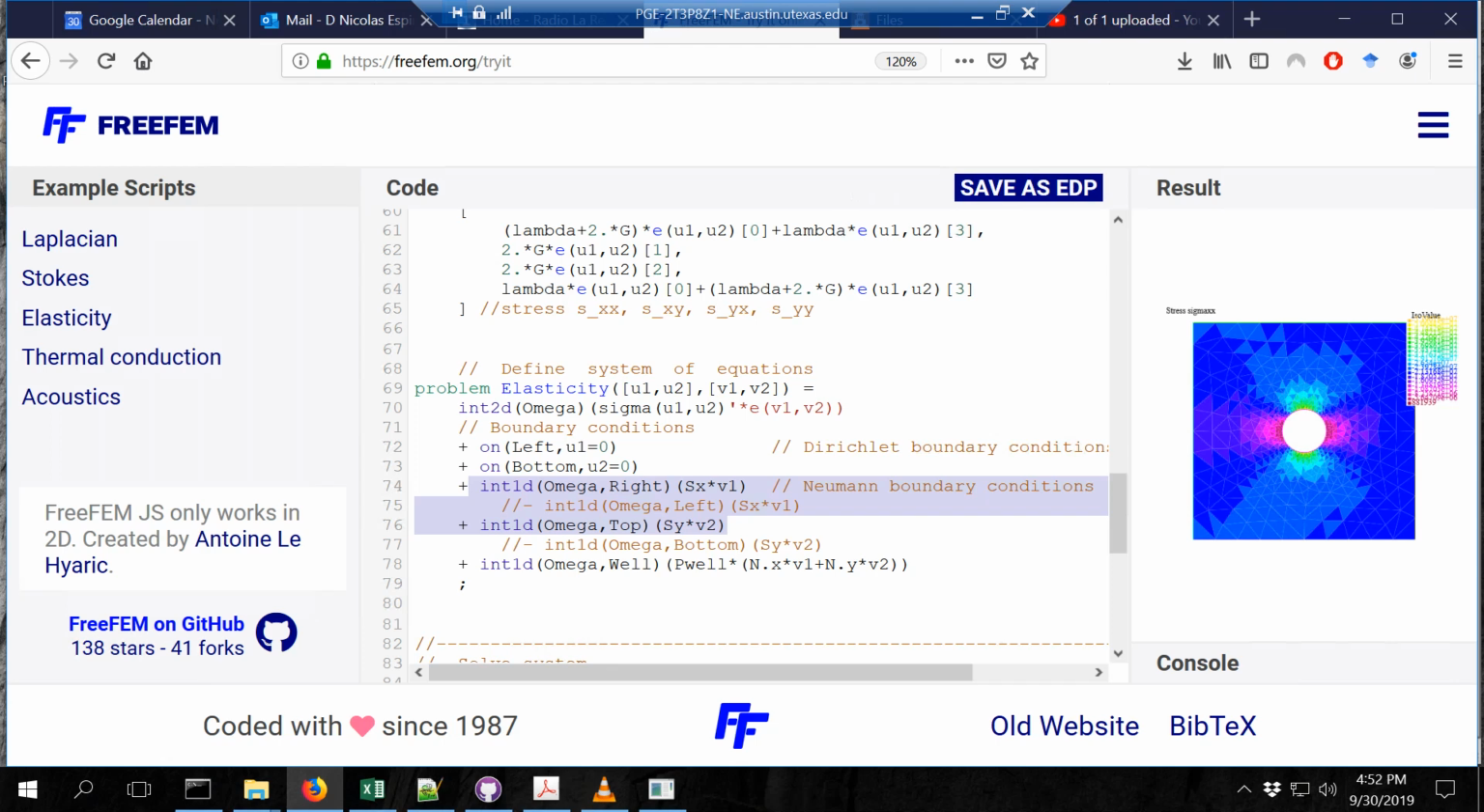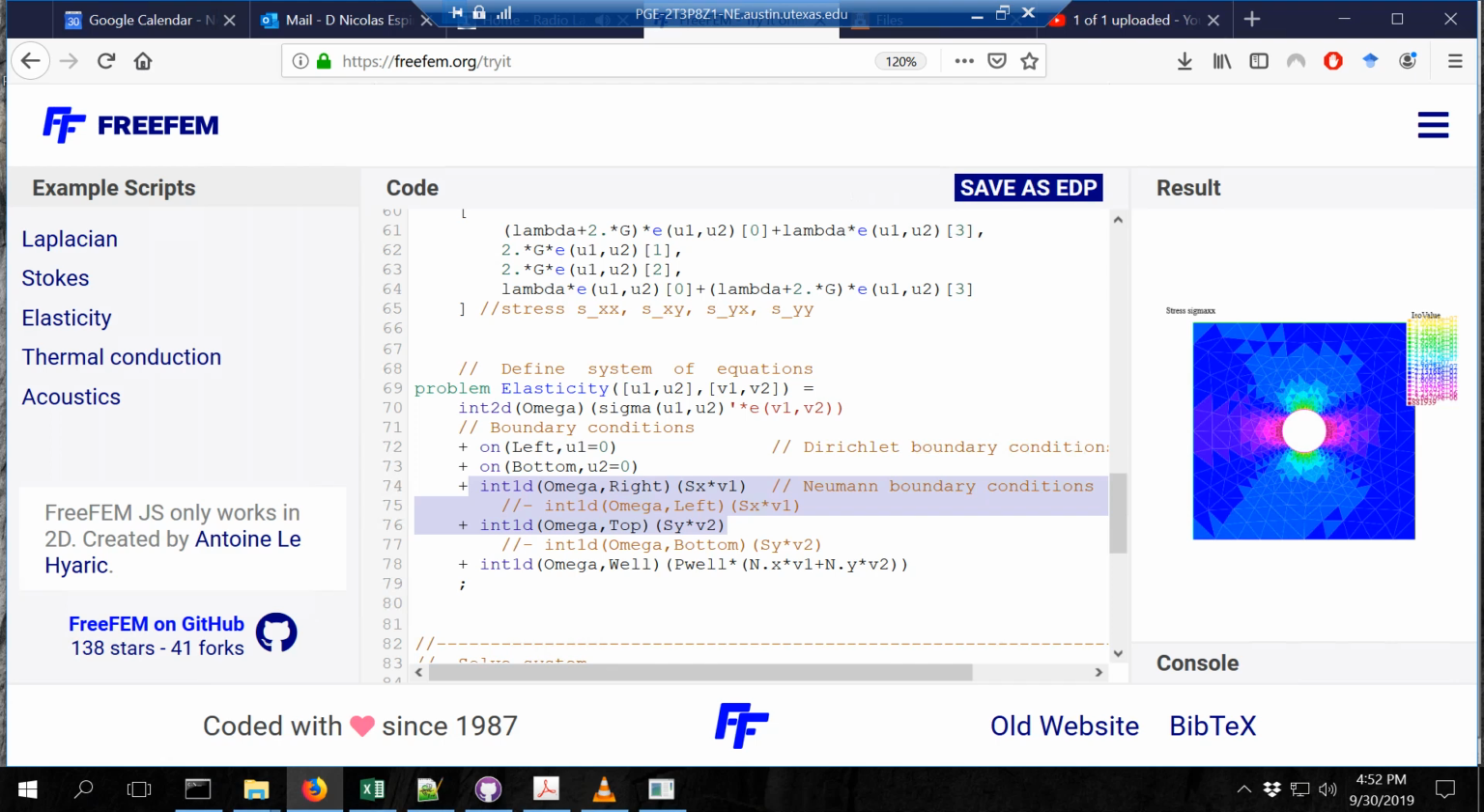And the last one, yes? So just to clarify, we're keeping the displacement constant on two boundaries, and then the stress is constant on the other boundaries? Yes. Okay. Yes. And the last one, it's also a Neumann boundary condition, but now this one is a pressure.